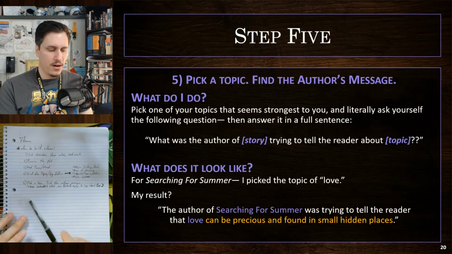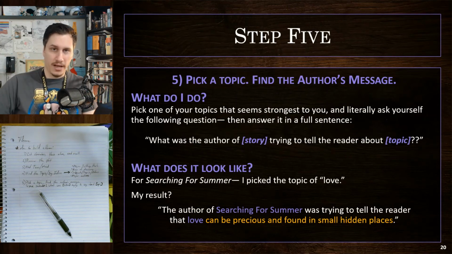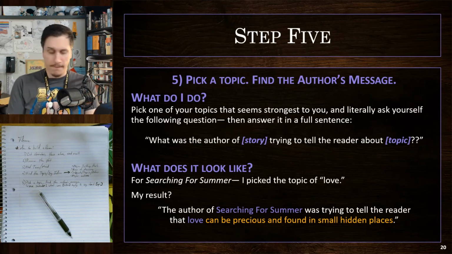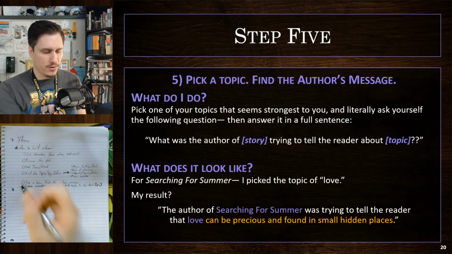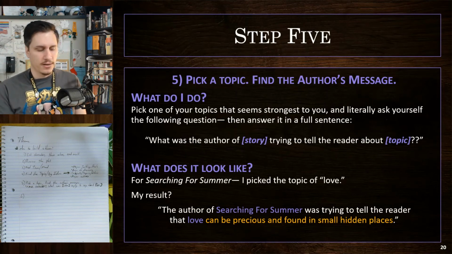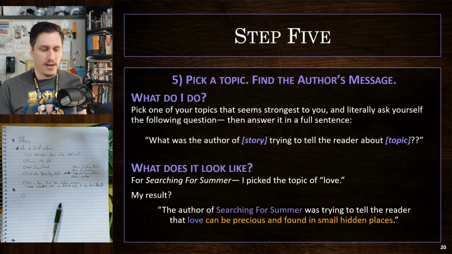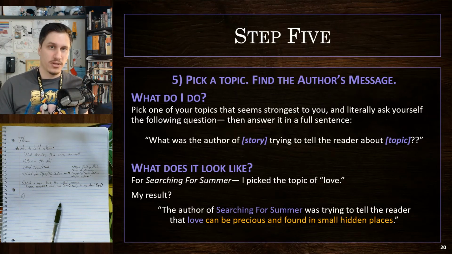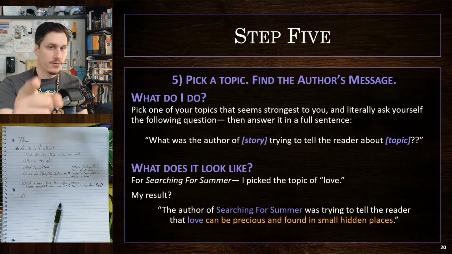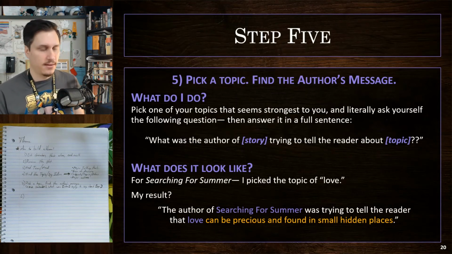Now, on my worksheets, I already have the question written out there. What was the author trying to tell you about blank? And kids will just answer it. If you're doing this in your notes, you would just answer. If you know the question in your head, you would just come up with an answer for it. So think about Freedom Writers, think about The Outsiders, think about Romeo and Juliet. Get a bunch of topics down, pick one of them. What was the author trying to tell you about that topic? There's your theme. We're not quite done yet, but that is a theme.